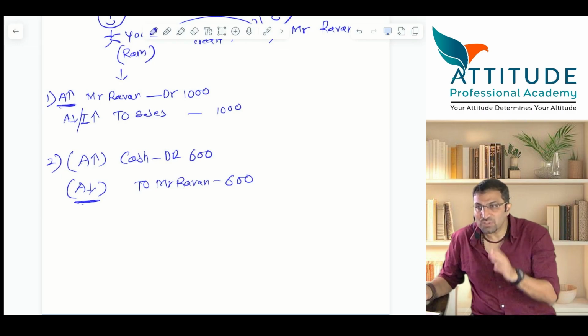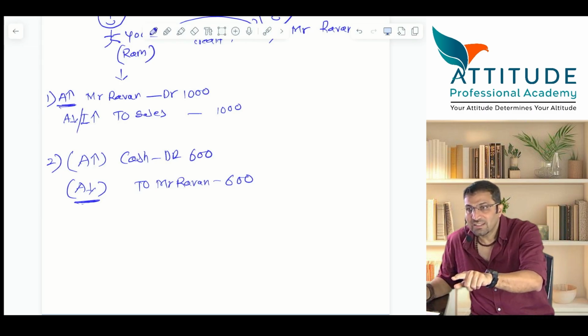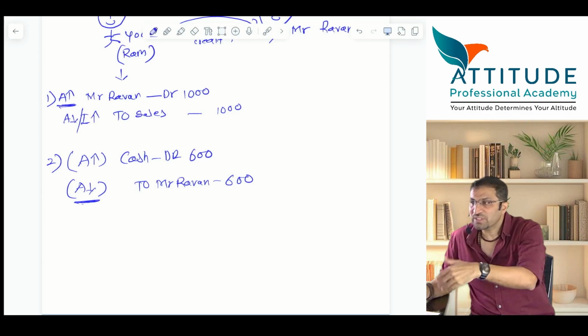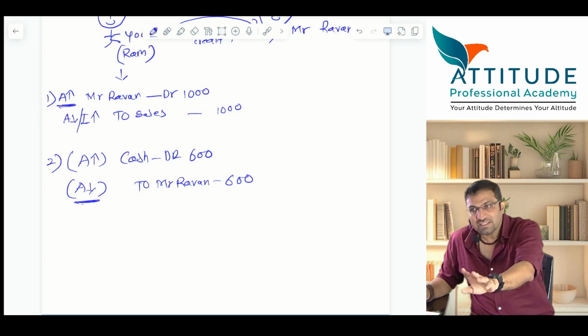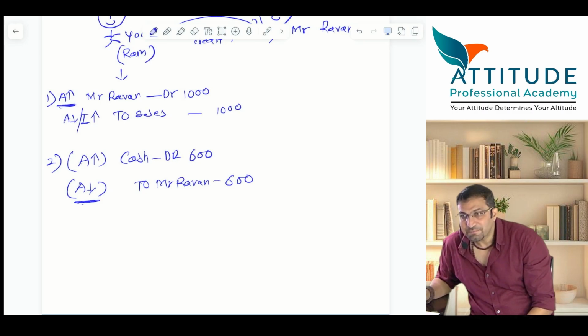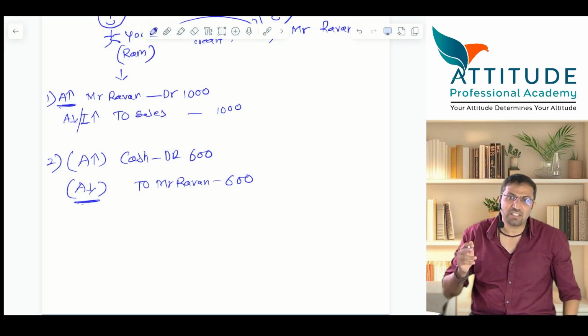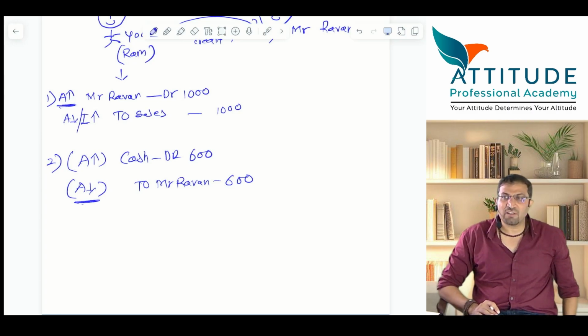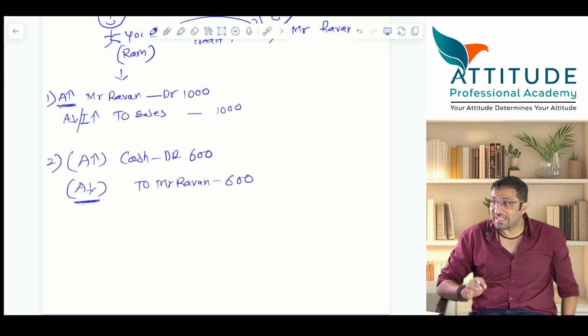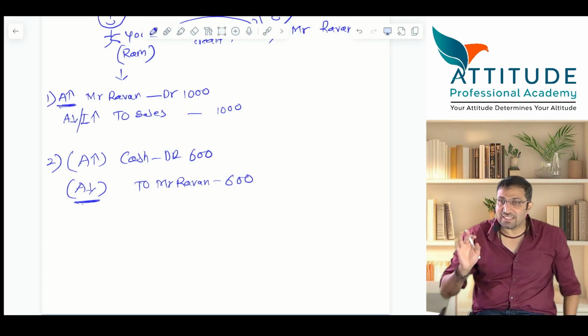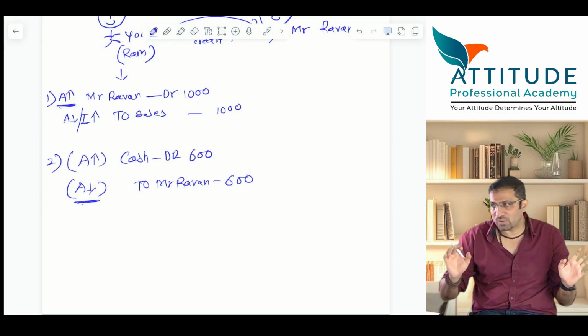Ravan is a debtor. Will his balance be more or less? Less. How much less? Because he has paid. You have received the cash now. Understood? Is that clear? Any difficulty? Simple. Now tell me how much you still have to receive from Ravan? Very good. So 400 is still a debit balance. Debit balance is an asset.